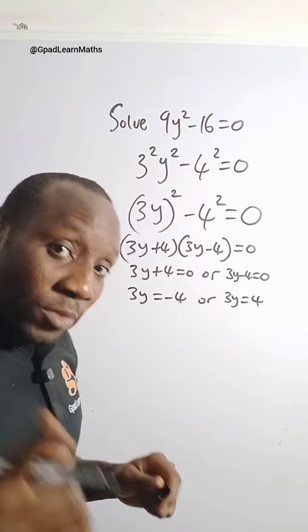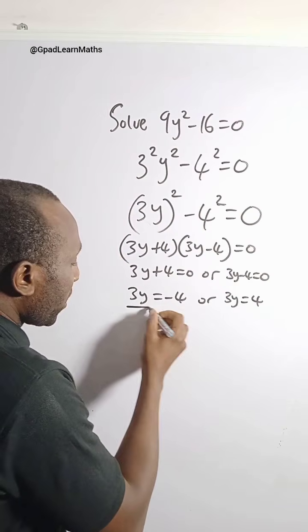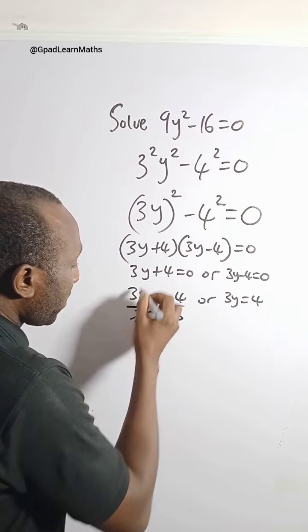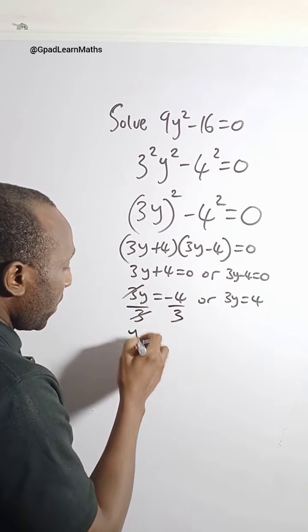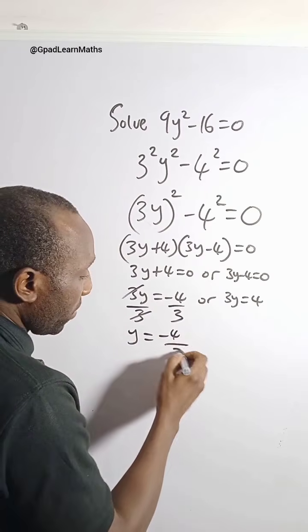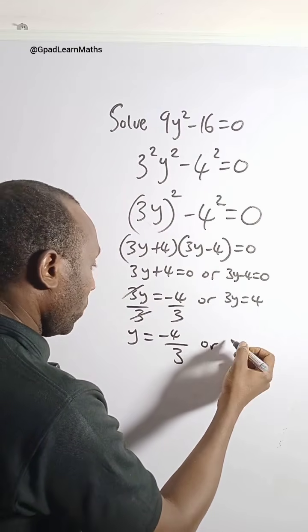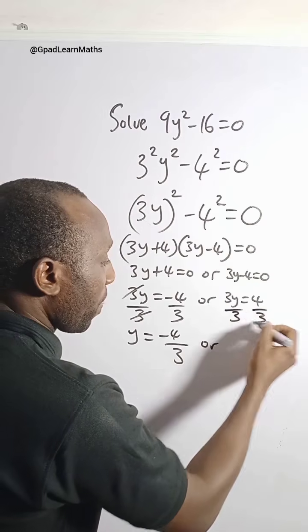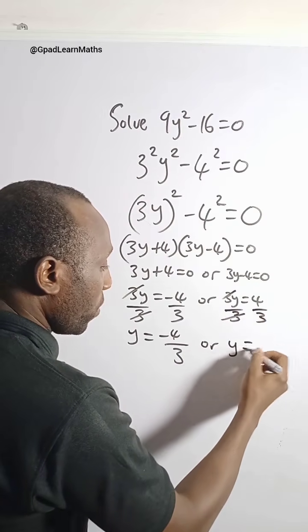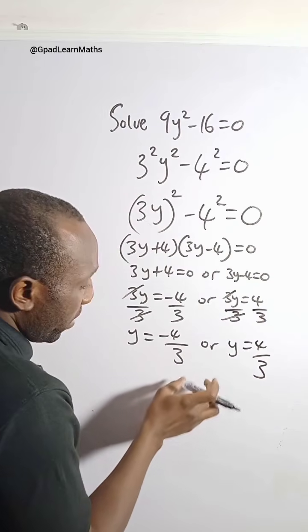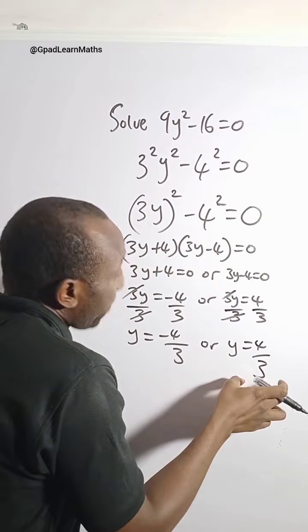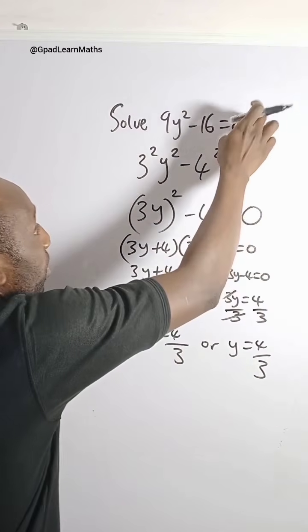What do I do next? You tell me. I'll divide both sides by 3 because I want to get the value of y. So y is equal to negative 4 over 3. What about this? Or I'll divide both sides by 3 again here. And y is equal to what? 4 over 3.